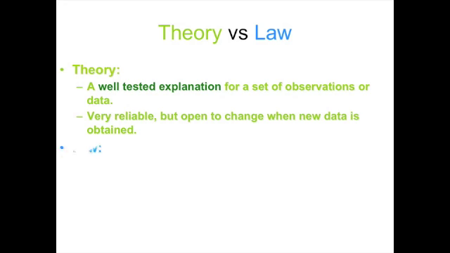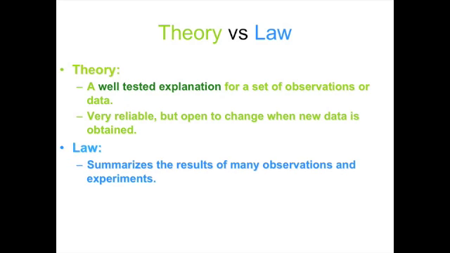And finally, how's the law different than a theory? All a law does is summarize results of lots of observations and experiments. It never explains why. Theories explain why. Laws tell you what's going to happen.